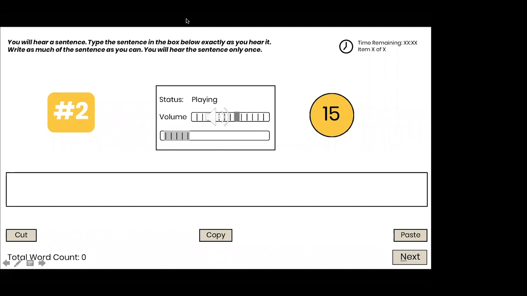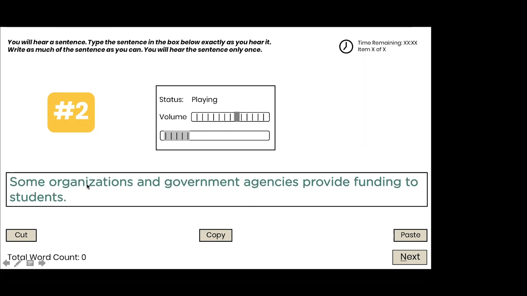Here are the answers. Now, spelling: here you can use American or British, it doesn't matter, Z or S. Some organizations and government agencies, see, that was a trick, really, because some organizations, phrase, and government agencies, phrase, provide, there's your verb, provide, funding to students. So that's what made this hard, is the subject almost had two things, organizations and agencies.